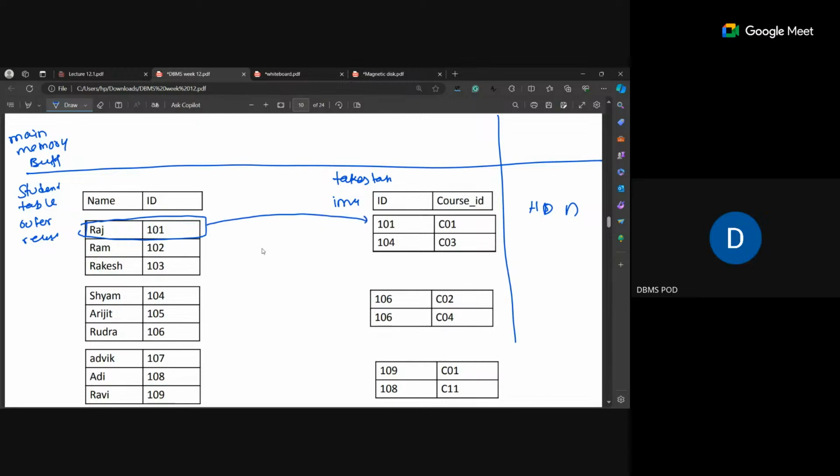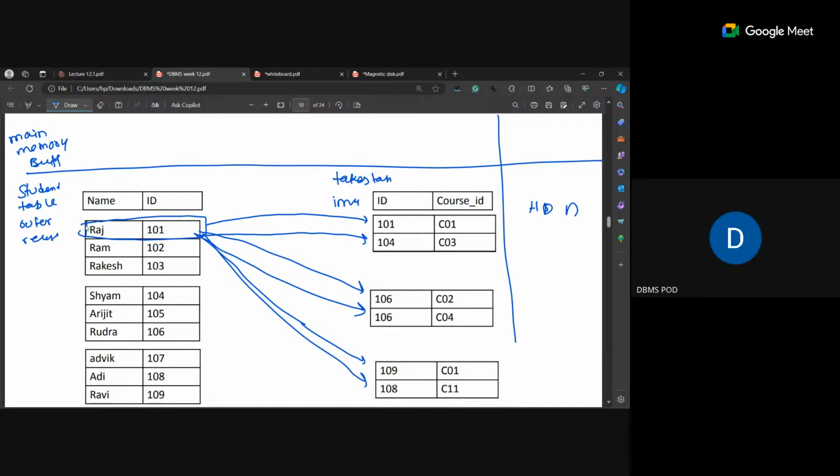First we'll check 101. If it matches the join condition, it will add to the result. Then it will check with 104; if it matches, it will add to the result. Then it will check with 106; if it matches, it will add to the result. Then this tuple, and then this tuple. If it matches, it will add to the result.